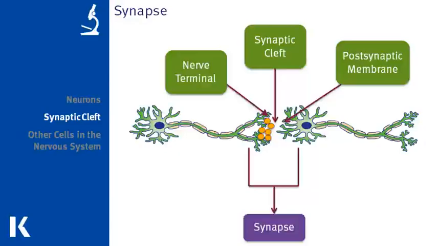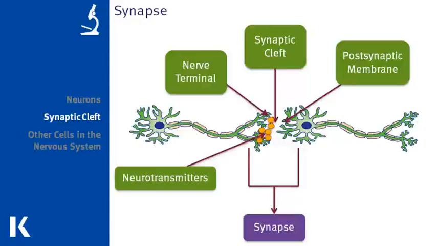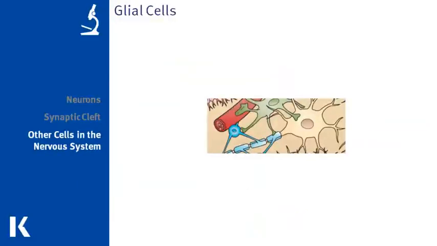Earlier, I mentioned that the synaptic terminal is the site of neurotransmitter release. Once the first neuron releases these chemicals, they travel across the synaptic cleft and bind to receptors found on the postsynaptic membrane. At this point, they can either stimulate the neuron to continue the signal or inhibit the neuron from releasing neurotransmitters.